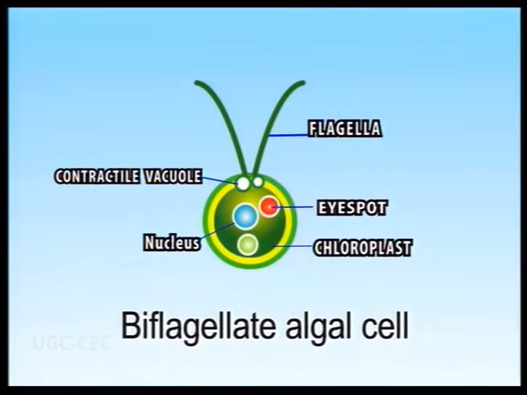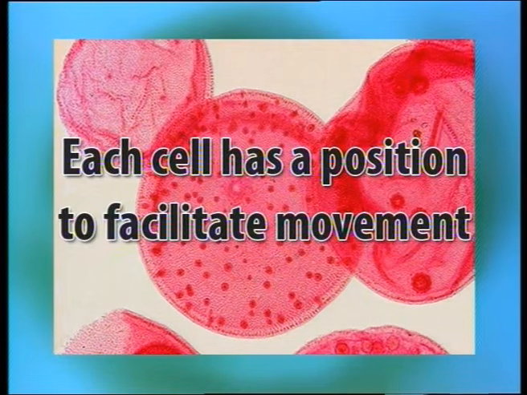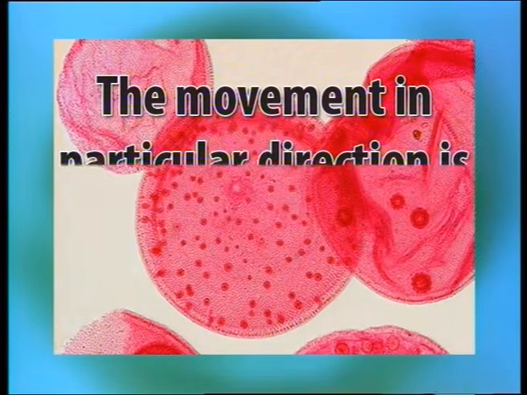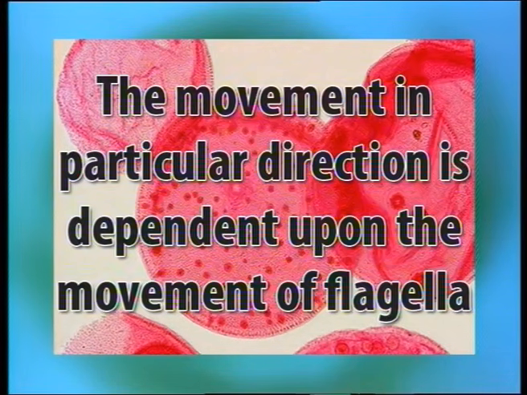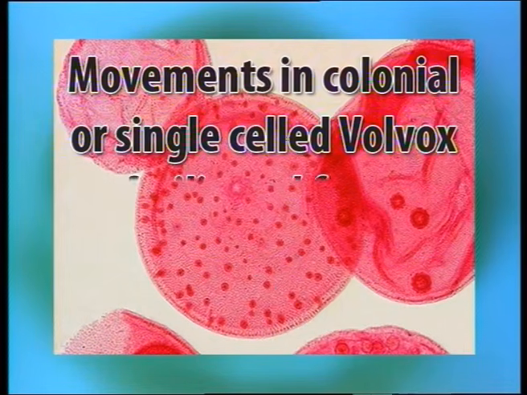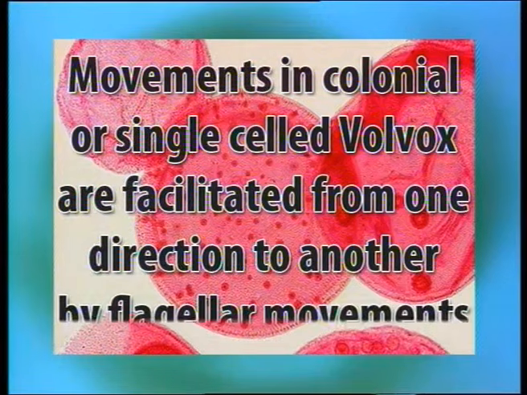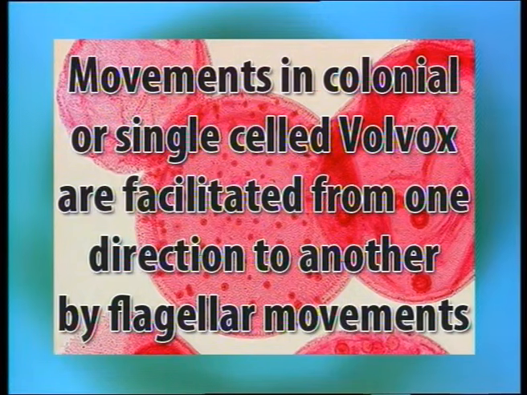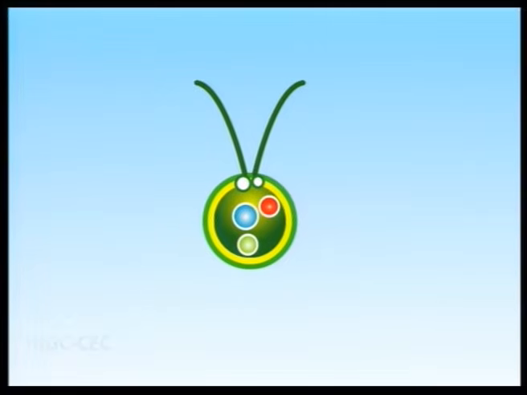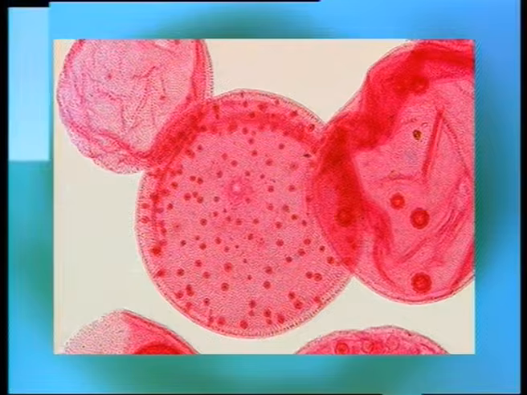Collaborative refers to whatever direction a cell wants to move. Usually, each cell has a position to actually facilitate movement of each other towards that direction. The movement in a particular direction is actually dependent upon the movement by these flagella. That in turn reflects that be it colonial, be it single-celled Volvox, we will find that these flagella actually facilitate its movement from one direction to another in the form of the flagellar movements. We find that within individual Volvox cells, there is a chloroplast, and that chloroplast usually shares two different shapes.